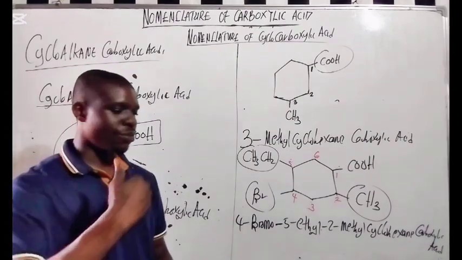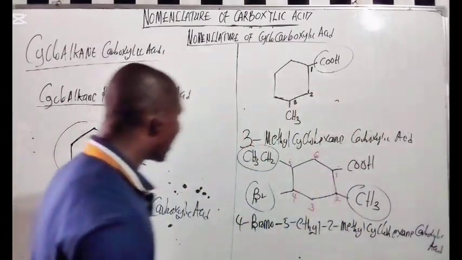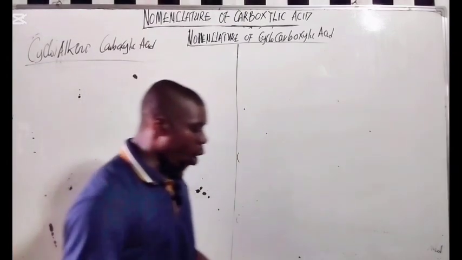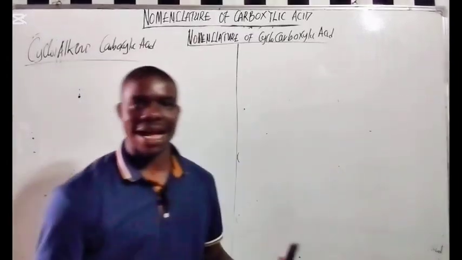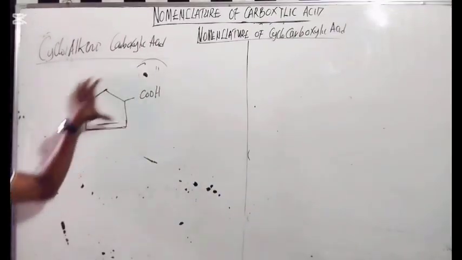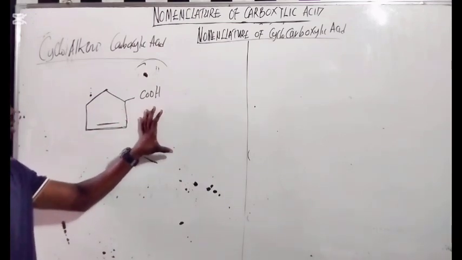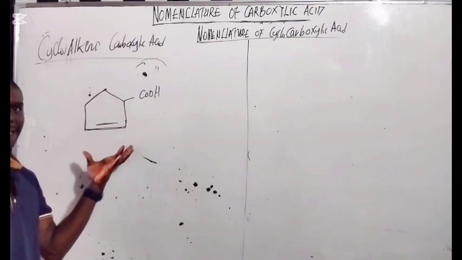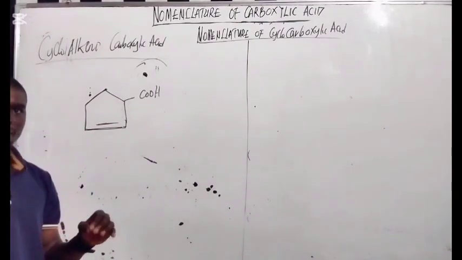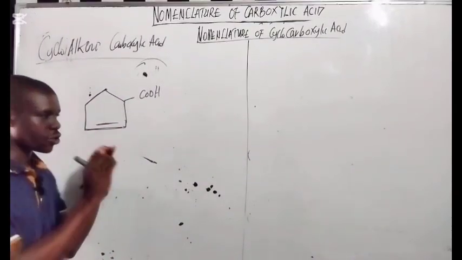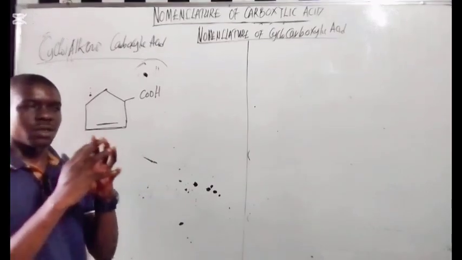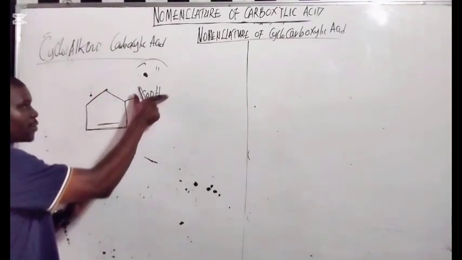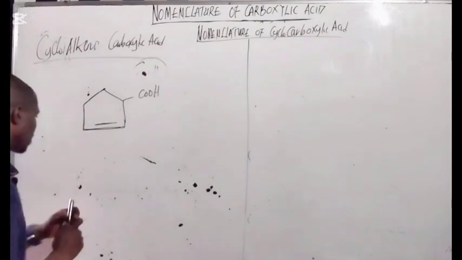Let's move to the one that has the cyclohexene carboxylic acid. Now, what does it mean? It means that here we have the ring, right? So how do we name this? There's a format that can easily help us name a ring that contains a double bond and carries the carboxylic acid function. So what is the format here?